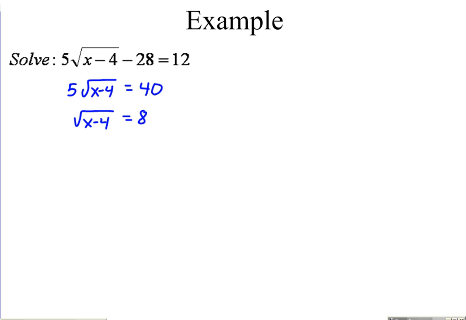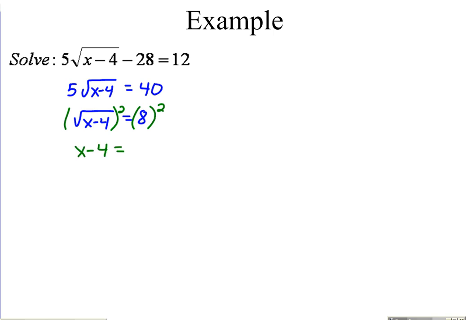Now once that radical is isolated, in this case, since it is a square root, we want to square both sides. Had that been a cube root, then we would cube both sides. If it was a fourth root, we would raise both sides to the fourth power, and so on. Whatever is the opposite of whatever the radical is. In this case, square both sides.